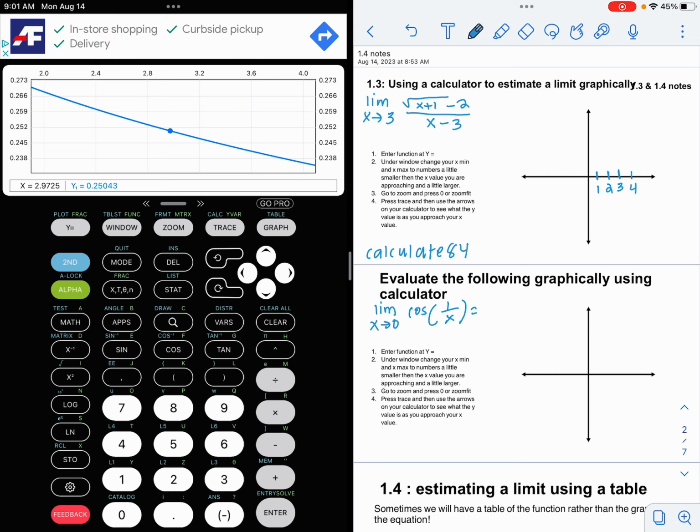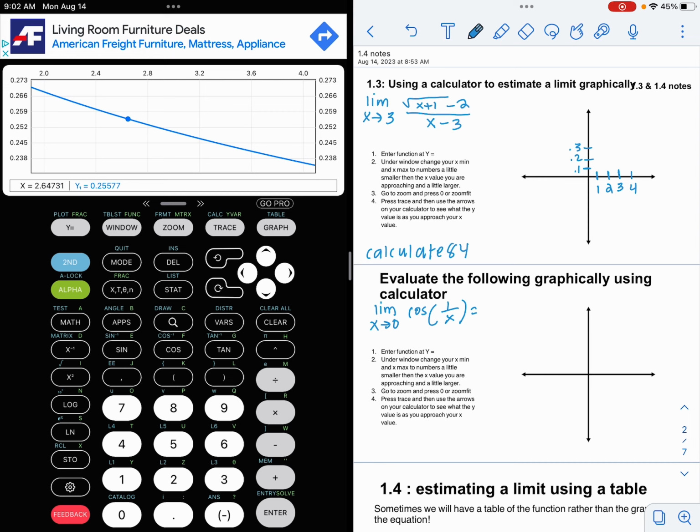So after I press zoom fit, this is what my graph looks like. If you look over here, the y values are really, really small. They go from 0.238 to 0.273. So I'm going to label this graph, and I'm going to do it by 0.1: 0.1, 0.2, 0.3. I can see a little bit of what's going on, but one way that you can tell, not just by looking at it, is if you press trace, it will put a point on your graph. At the very bottom, there's a little readout that tells you what the x and y values are at every point.